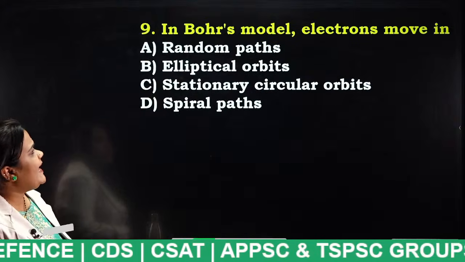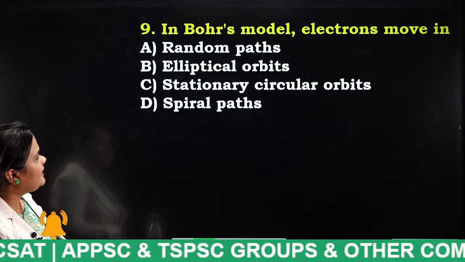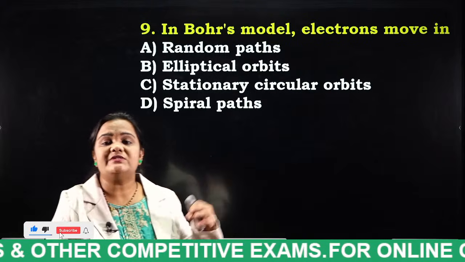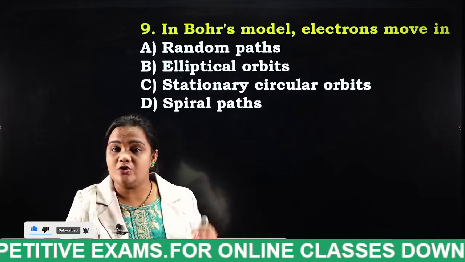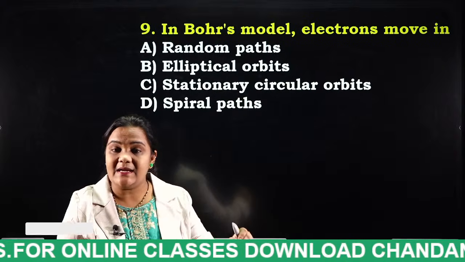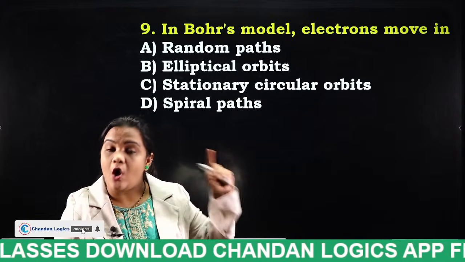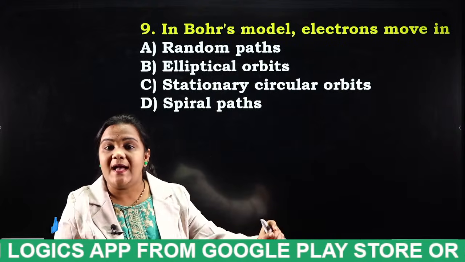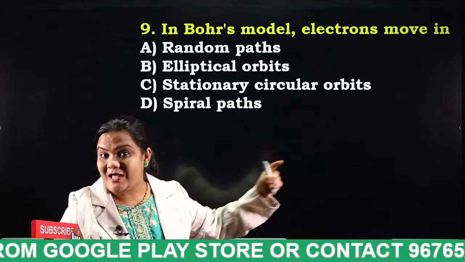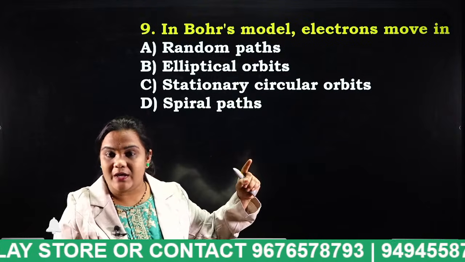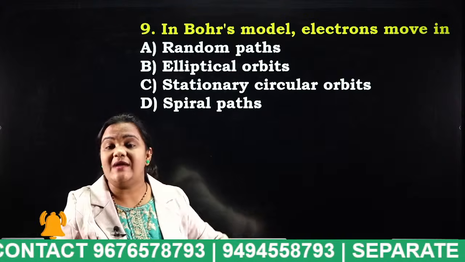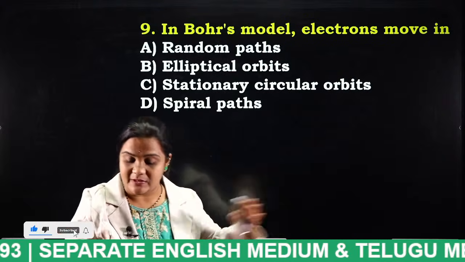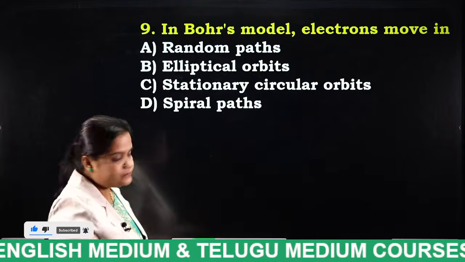In Bohr's model, electrons move in random paths, elliptical orbits, stationary circular orbits, or spiral paths. In Bohr's electron model, the nucleus will be at the center and it consists of orbits, and a particular orbit consists of particular electrons, and the outermost electron is known as what, students? Valence electron, right? Okay, and those electrons rotate in a stationary orbit, in a circular path or in an elliptical path. So tell me students, very good.